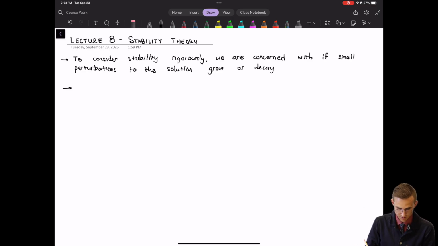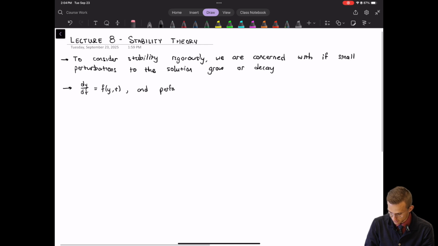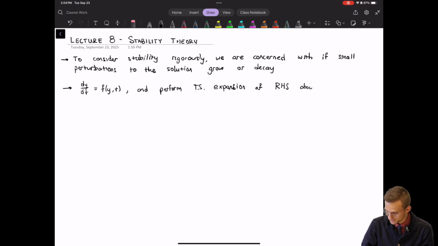So we're going to look at the general equation dy/dt is equal to f of y and t. That's the most general first order ODE, right? And we're going to perform a Taylor series expansion of the right-hand side, RHS, about, or centered at, y naught, t naught.